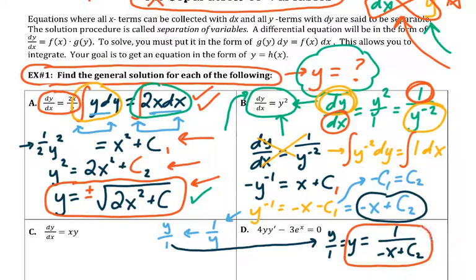Now, do you want to just leave that as just a normal c and not c2? That's also fine. Again, the AP doesn't really keep track that much, so it's okay. There's your answer. That's the answer to the differential equation of part B, dy/dx equals y squared.